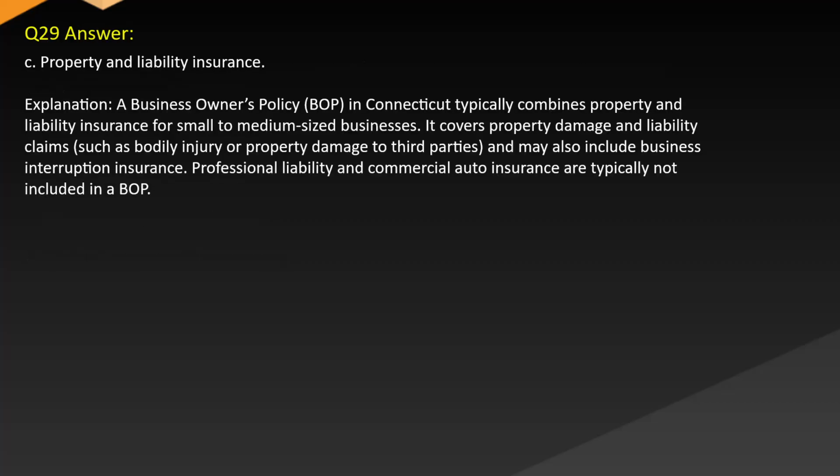Answer C. Property and liability insurance. Explanation. A business owner's policy (BOP) in Connecticut typically combines property and liability insurance for small to medium-sized businesses. It covers property damage and liability claims such as bodily injury or property damage to third parties, and may also include business interruption insurance. Professional liability and commercial auto insurance are typically not included in BOP.